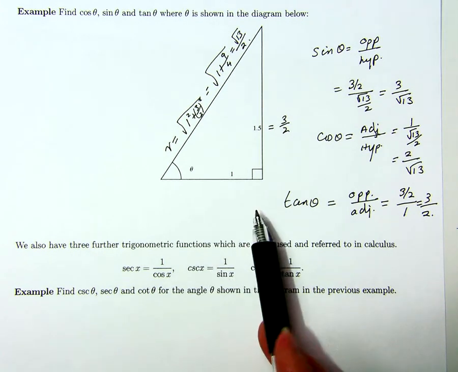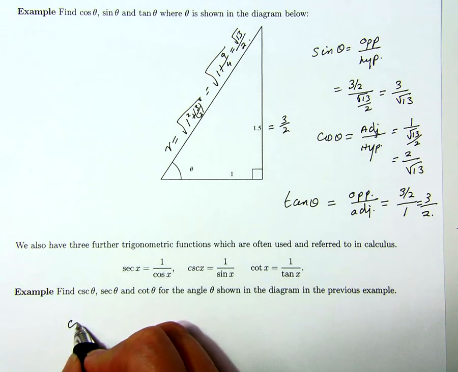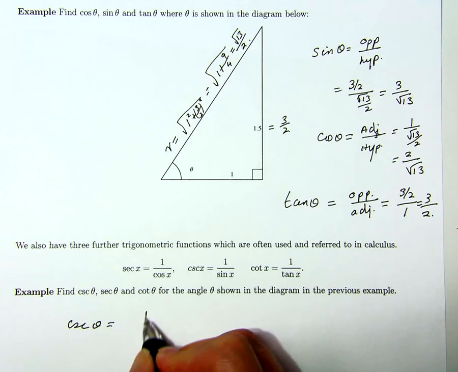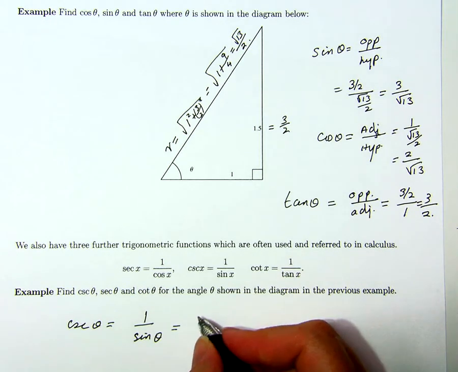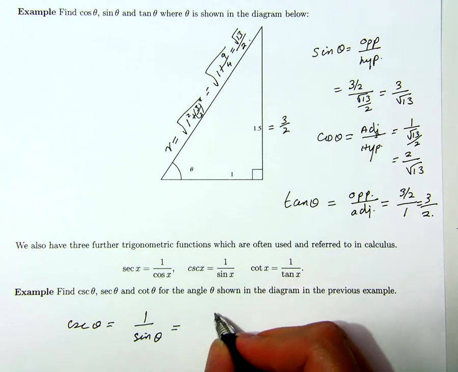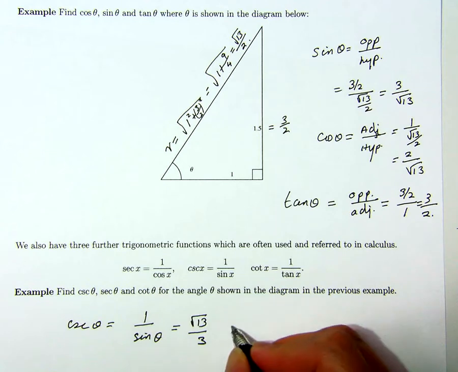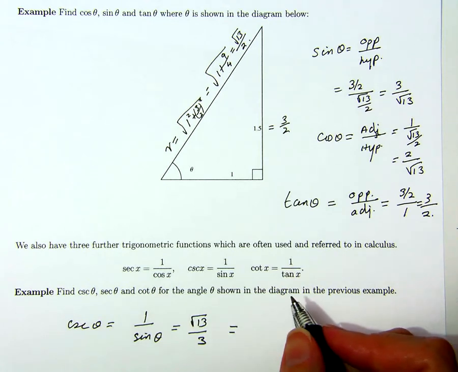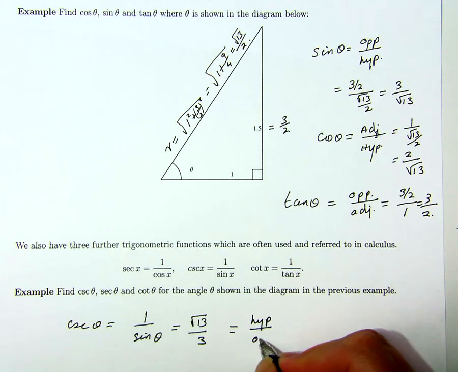So for this triangle, if I want to find cosecant of theta, that's just 1 over sine of theta, and we had sine of theta is 3 over the square root of 13, so that's just the square root of 13 over 3. And you can see if sine of theta is the opposite over the hypotenuse, this one is the hypotenuse over the opposite.